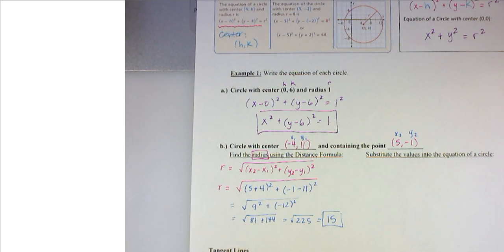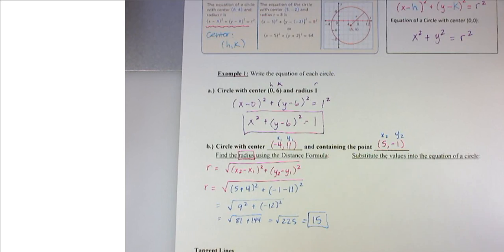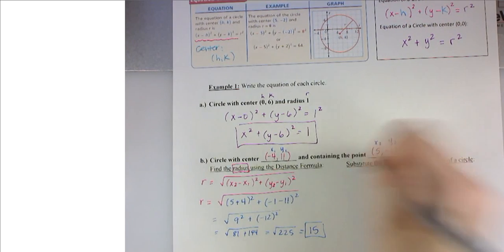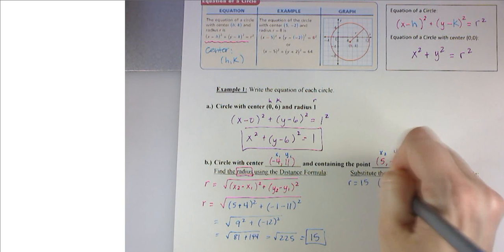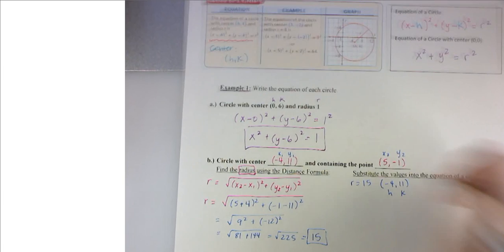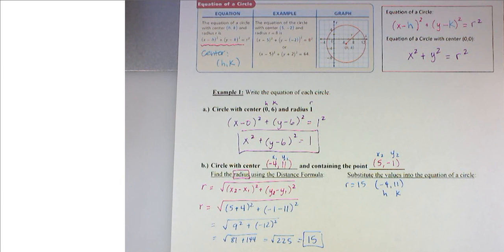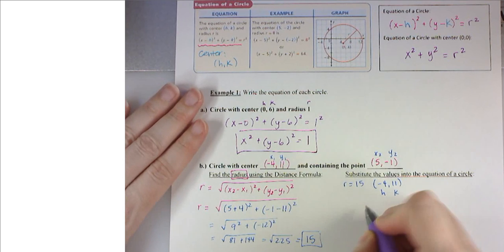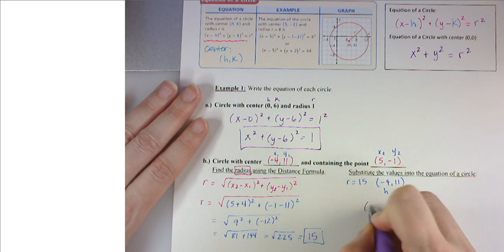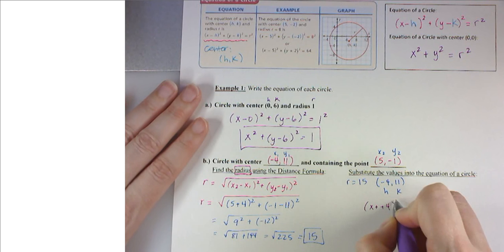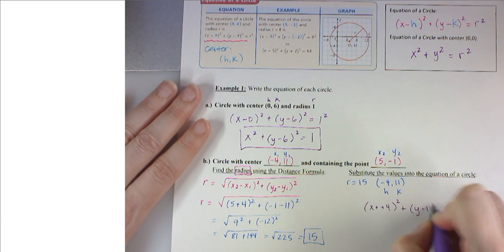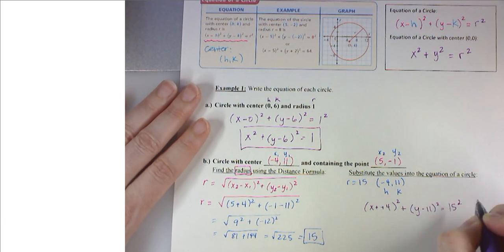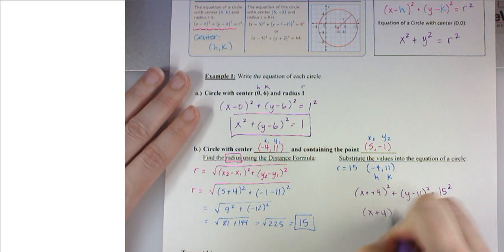So now we're going to substitute the values into the equation of the circle. So our r is 15, and then our center is (-4, 11). That's our h and our k. We are just going to substitute those in. So if I have a negative, remember it's minus a negative, which is going to simplify to a positive, plus y minus 11 squared equals 15 squared. So x plus 4 squared plus y minus 11 squared equals 225 is our final answer.